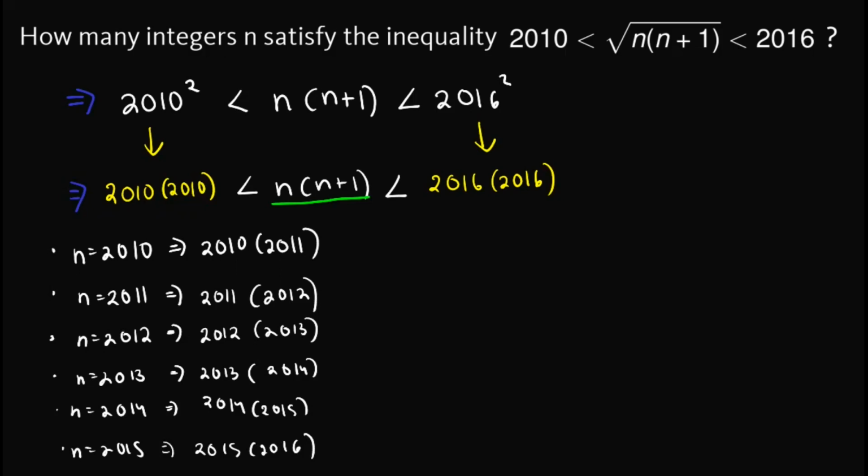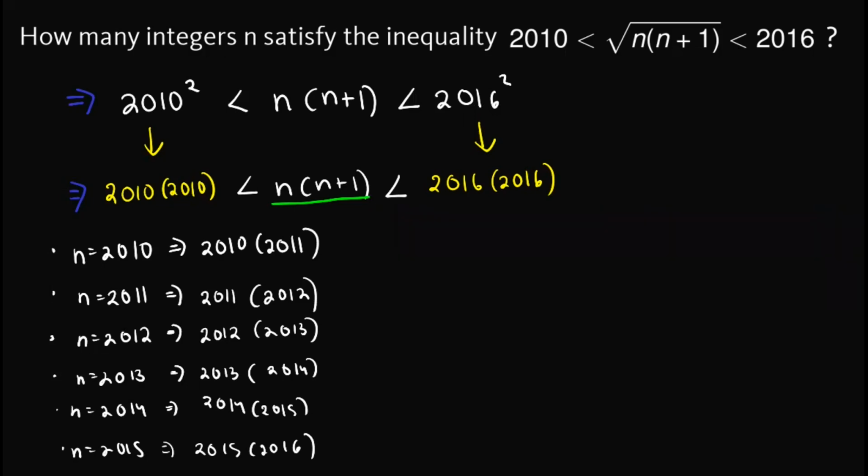What if we take n equals 2016? Then the expression inside becomes 2016 times 2017, which is not part of our inequality, since this one is greater than 2016 times 2016. So that is not part of the inequality that we want. And actually, the same goes for all values greater than or equal to 2016.